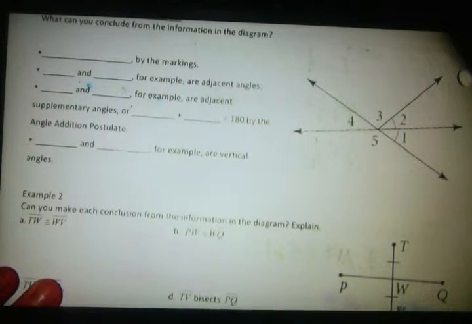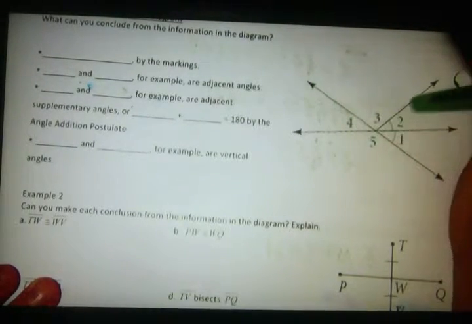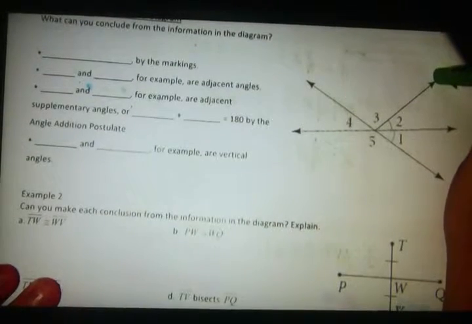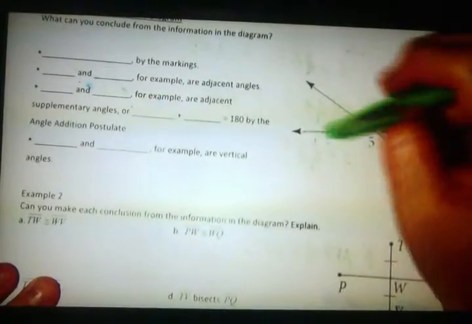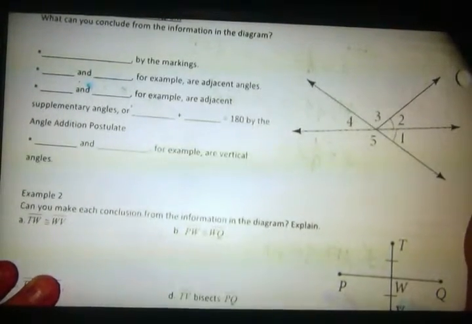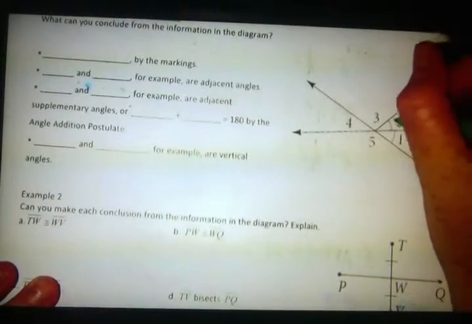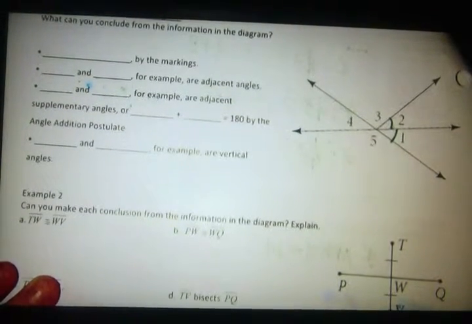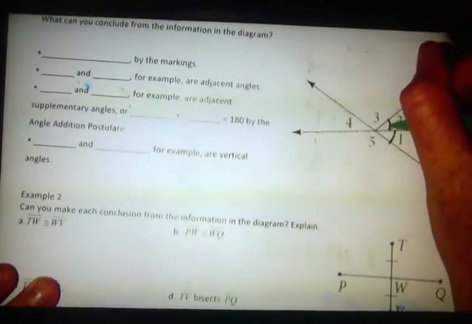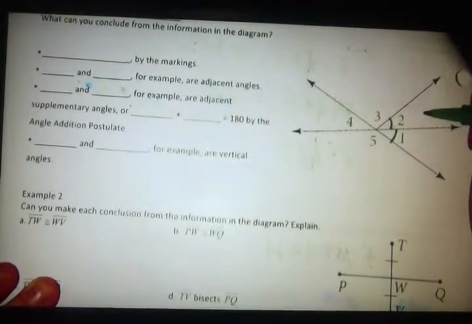Okay, so first of all, what you can't conclude is, oh, I think angle 3 is 90 degrees because it looks like it. No, you can't say that. I think angle 2 is congruent to angle 4 because it looks like it. No, you cannot say that, okay? But something you could say is that angle 2 and angle 1 are congruent because they have a mark right there. Any angle that has one dash through it like that is going to be equal to any other angle that has one dash through it. Okay, so let's put down the first bullet here.